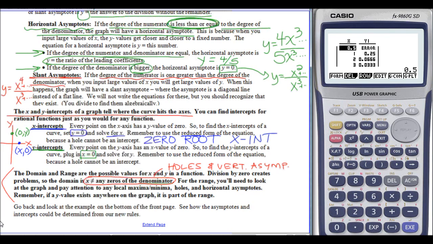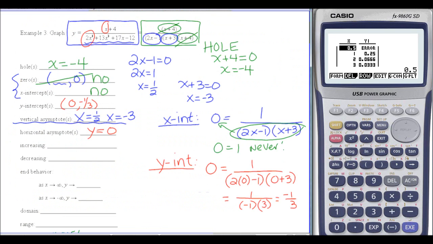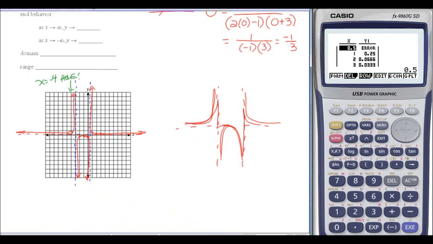For the range, you're going to need to look at the graph. You want to pay close attention to any local maximums or minimums, any holes, and any horizontal asymptotes. Remember, if a y value exists anywhere on the graph, then it's part of the range. So let's look at our graph that we had over here and try and write the domain and range.